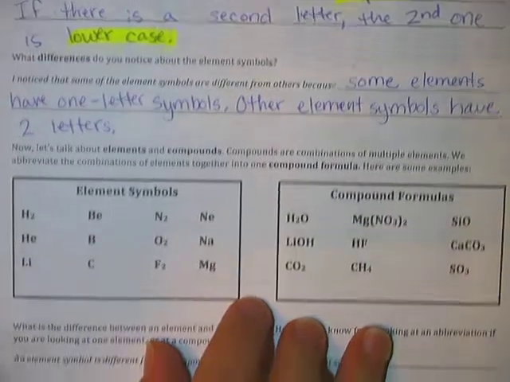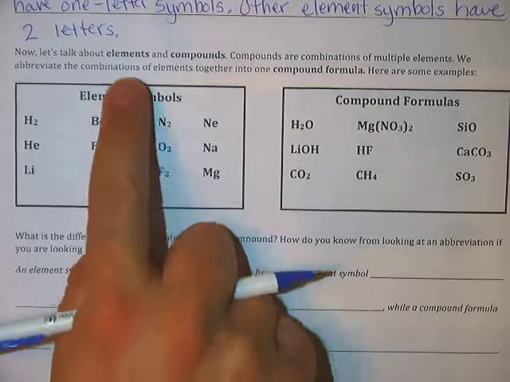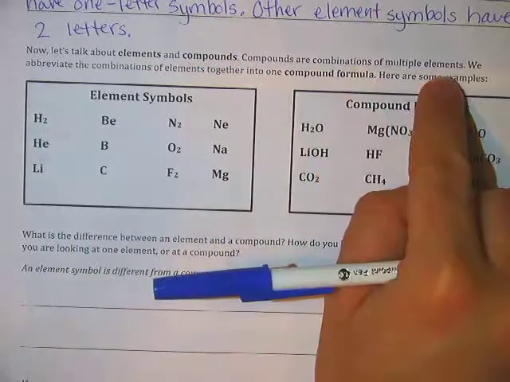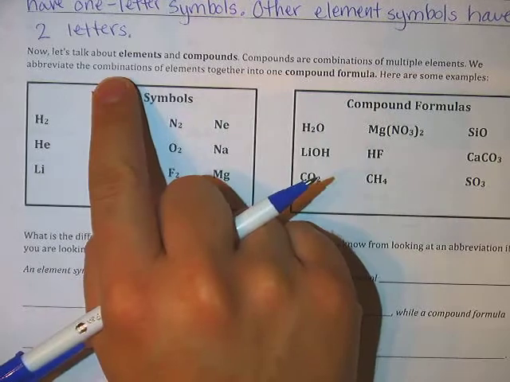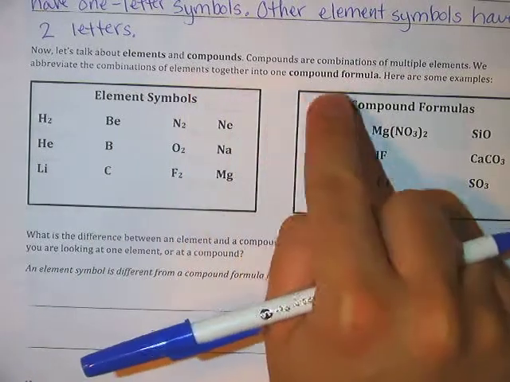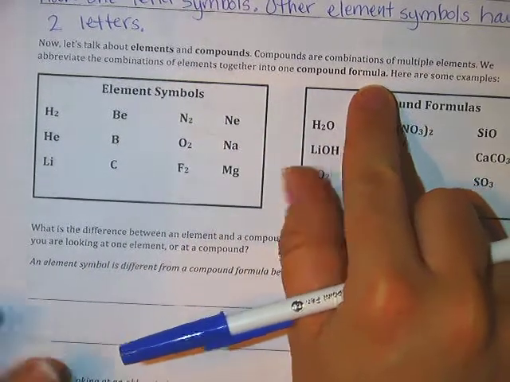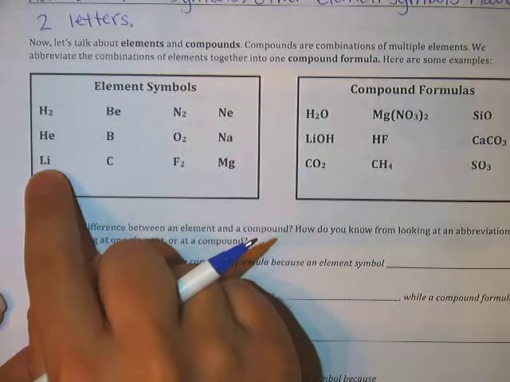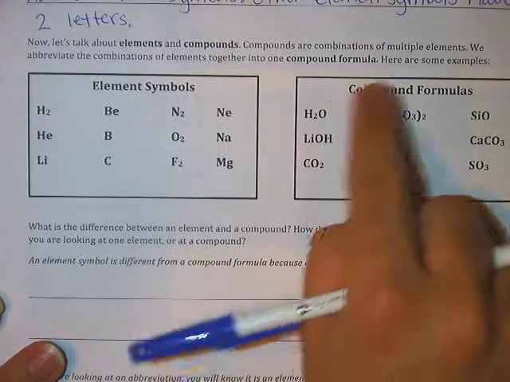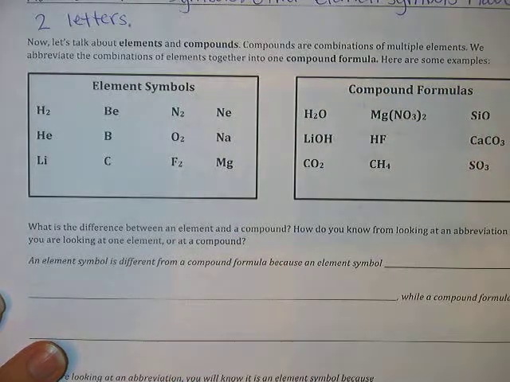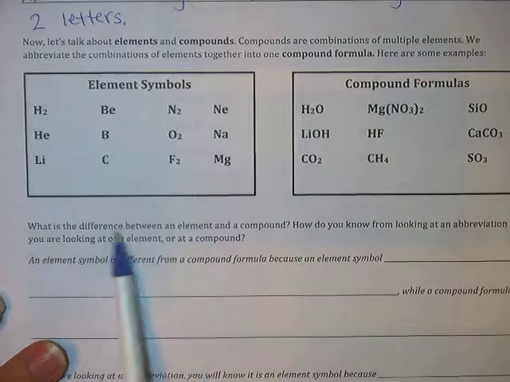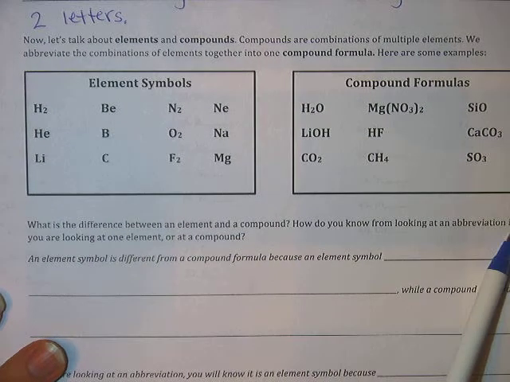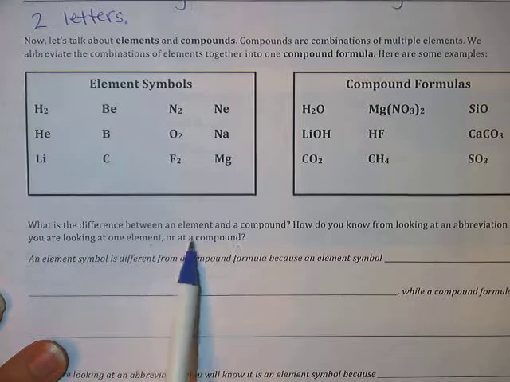And that becomes really important as we talk about the difference between elements and compounds. Compounds are combinations of multiple elements. We abbreviate the combinations of elements together into one compound formula. We've got some examples. Here's a bunch of element symbols versus here's a bunch of compound formulas. What is the difference between an element and a compound? And how do you know from looking at an abbreviation if you are looking at one element or at a compound?